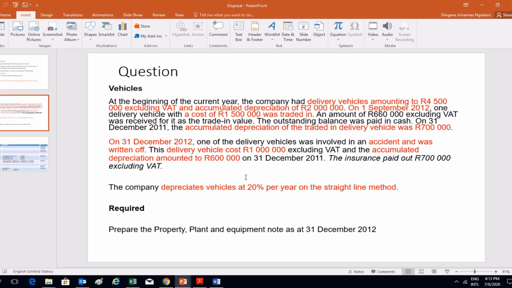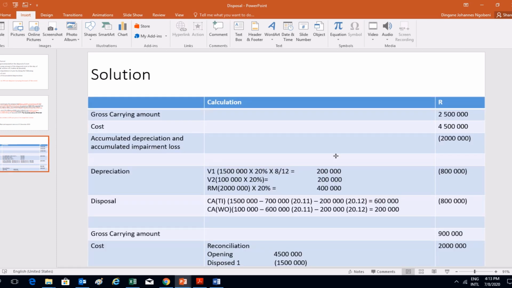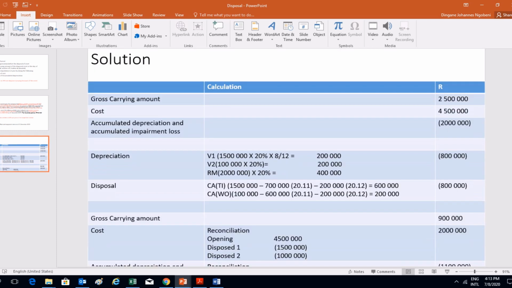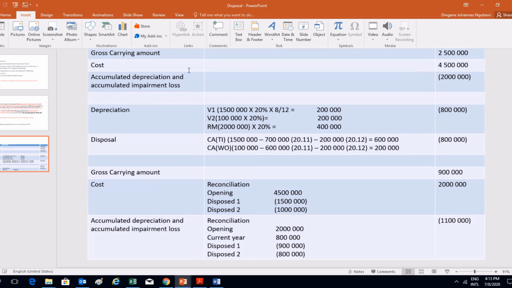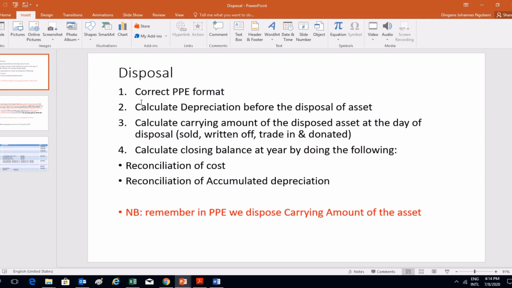The company depreciates vehicles at 20% per annum on a straight line. This is the policy. Nice one. We need to prepare the property, plant and equipment note. The first thing, format. Can you see the format? I'm done with my format. You see, at the beginning, depreciation, disposal, closing. The figures will come to them. Format, I have answered it.